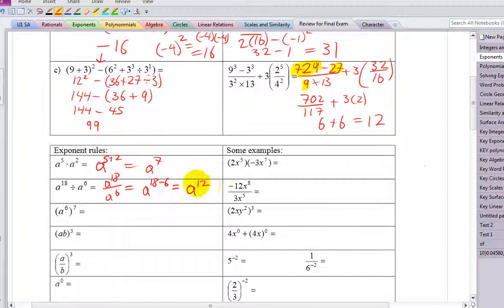Okay. What about a power to a power? A6 to the power of 7. So you're not going to add them, because this is A6 times A6 times A6 times A6 times A6 times A6. It's a lot more than 13. 5, 6, one more time, times A6. So it's actually A6 times 7.